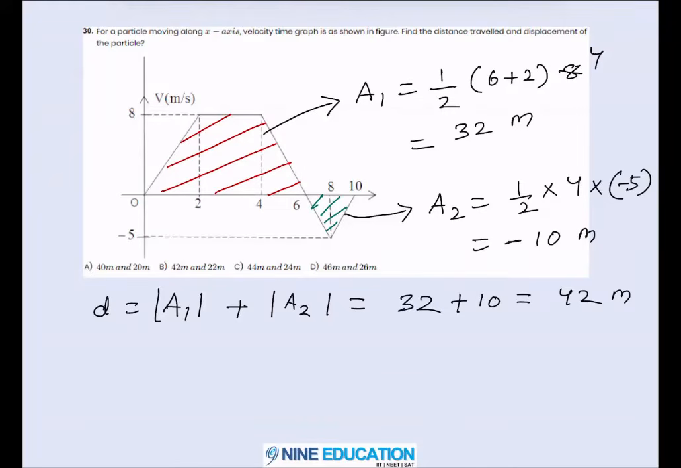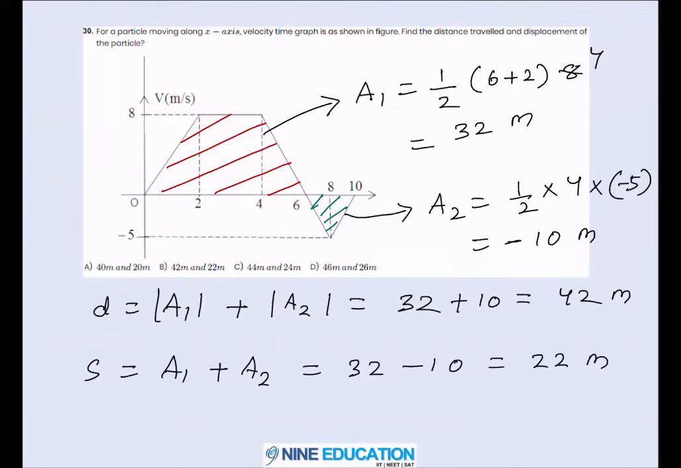Now, if you want to calculate the displacement, then you have to add the areas with proper sign convention. So it will be directly A1 plus A2. The value of A1 is 32 meter, while the value of A2 is minus 10 meter, and this will be equal to 22 meter. That means the distance traveled is 42 meter while the displacement is 22 meter.